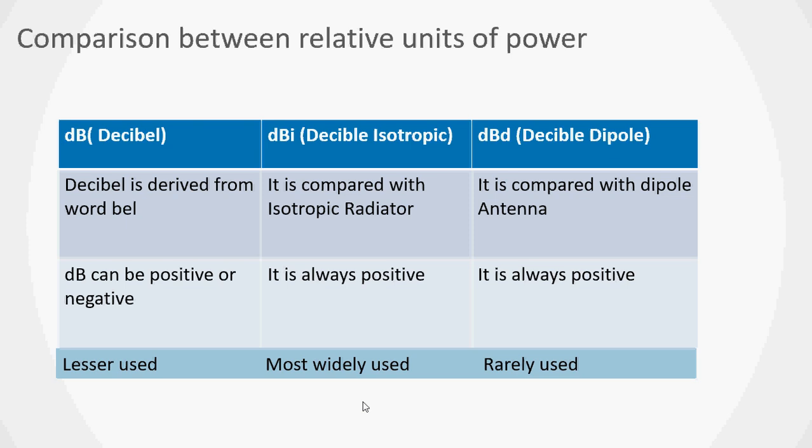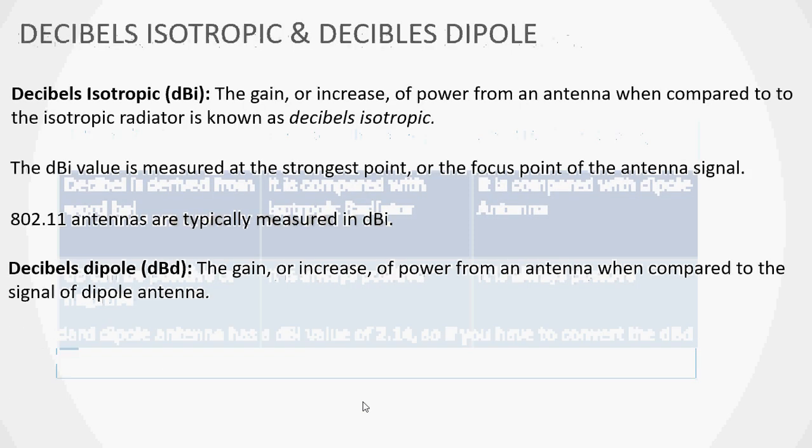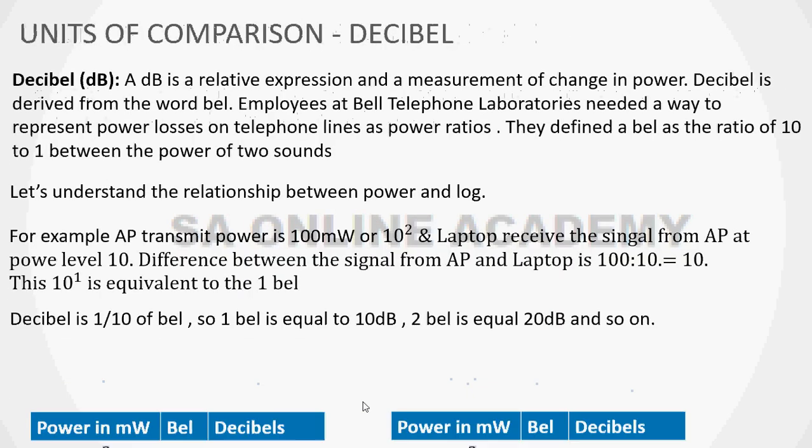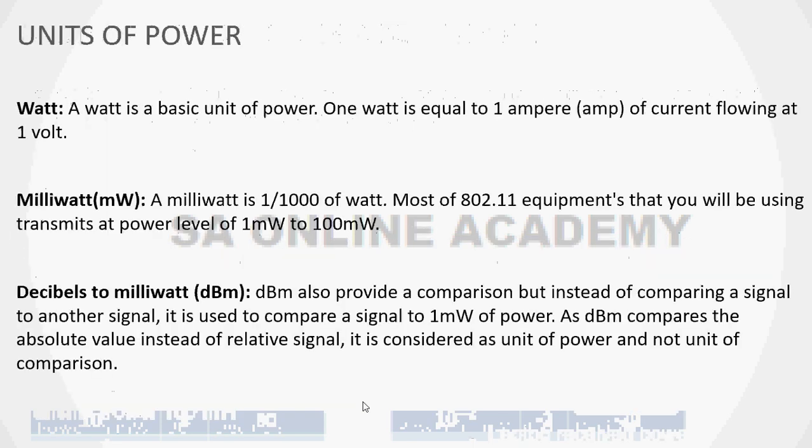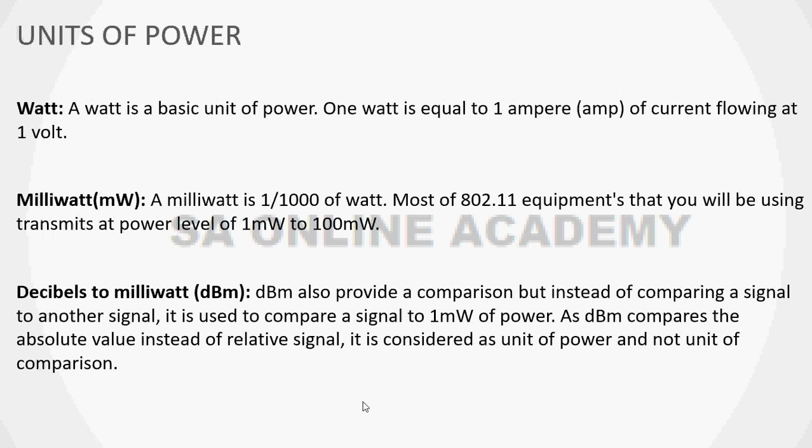Okay, so friends, as I said, we will discuss dBm after these relative units. So why dBm? Decibels to milliwatt is a bit different compared to dBi, decibel isotropic, or decibel dipole. The name dBm comes from decibels only. But why is it considered an actual unit instead of a relative unit?